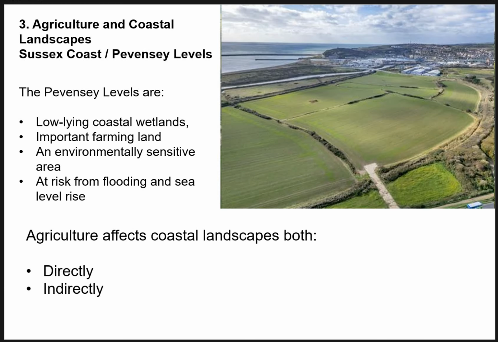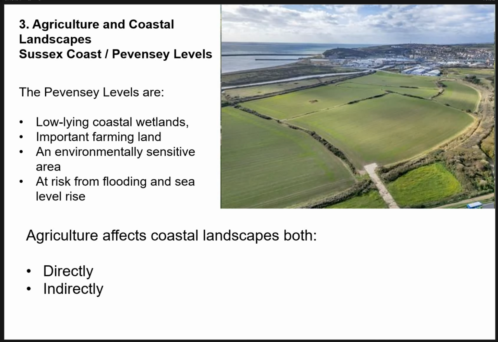Now, agriculture as a human activity affects coastal landscapes both directly and indirectly. Directly, this is agriculture changing the landscape through activities happening on the land itself. So for example, farmers will drain wetlands and marshes to create that farmland. Hedgerows and natural vegetation may be removed.